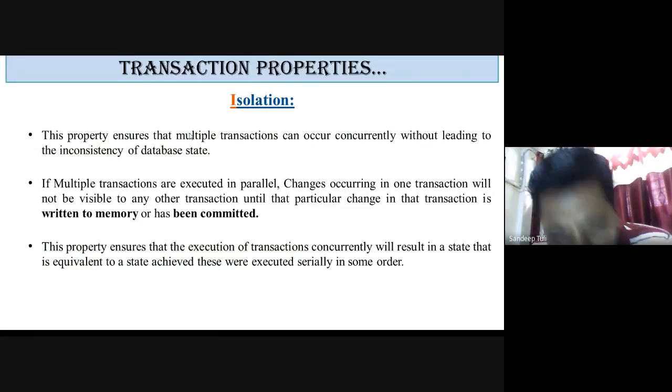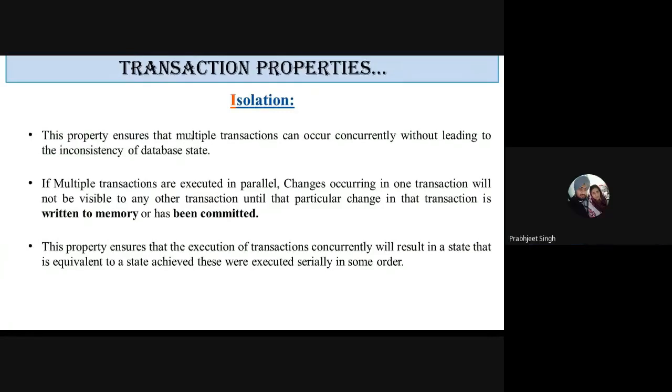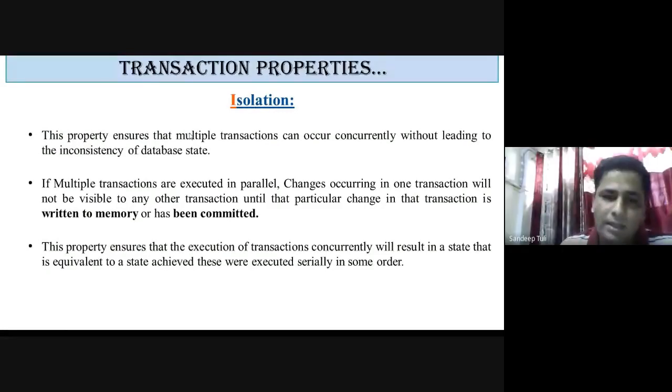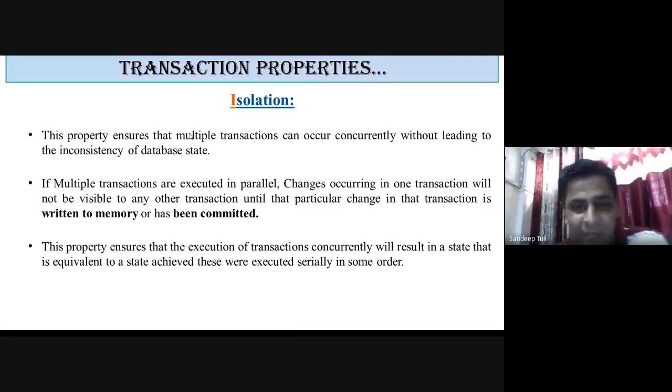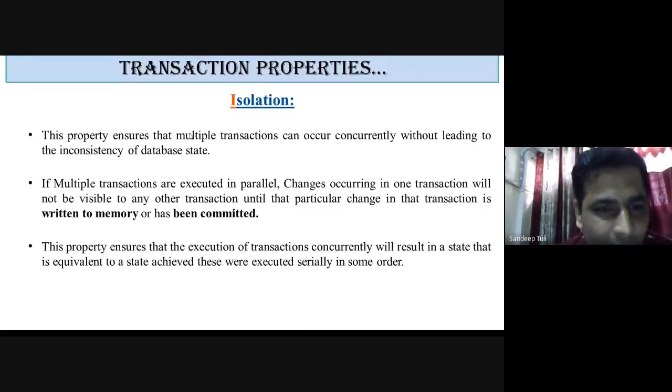Are both clear? Yes, sir. Okay. So the next, third property in ACID, A, C, I and D, is I, which stands for isolation. Like we are all in isolation right now because of COVID-19, so we can relate to it. We can easily relate it with isolation: this property ensures that multiple transactions can occur concurrently without leading to inconsistency of the database state.